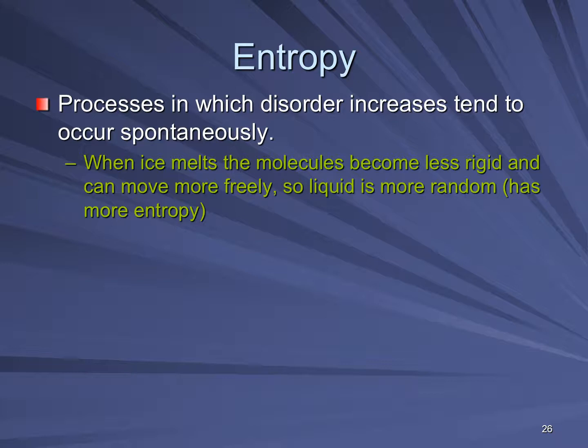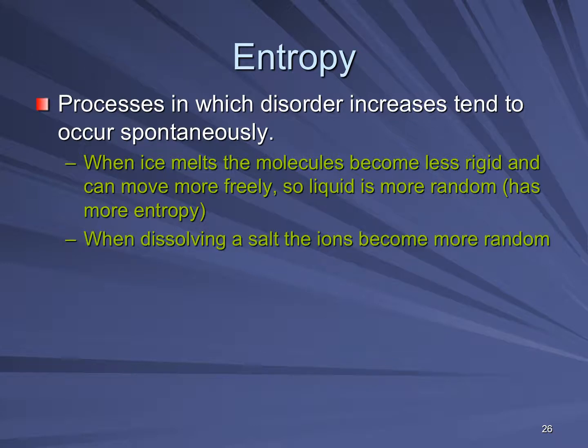For example, if you've got ice at room temperature, so at 25 degrees Celsius, and it melts, the molecules become less rigid and can move more freely. So liquid is more random or less ordered than ice. So liquid has more entropy. And ice will melt spontaneously if it's at 25 degrees Celsius. If you dissolve a salt, what happens? The ions break apart and dissolve and dissociate, and so that is also more random than the solid.